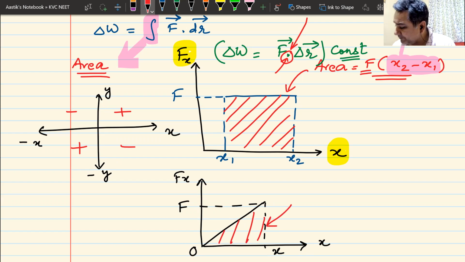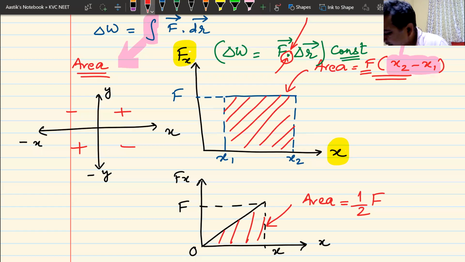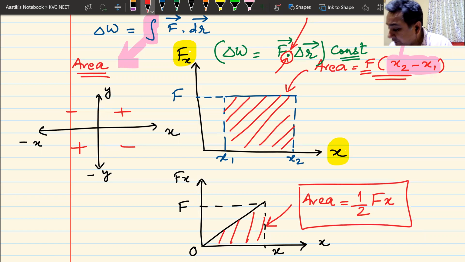How much is the area? No one knows the area? No one in the class knows the area? Half into base into height, sir. Okay. Half into base into height. So someone knows it, right? Height is F, and base is x. So half Fx. You can see here I'm getting the answer as half Fx.